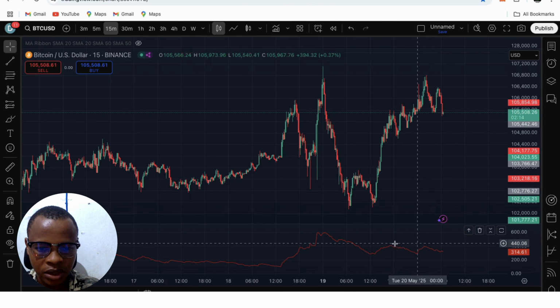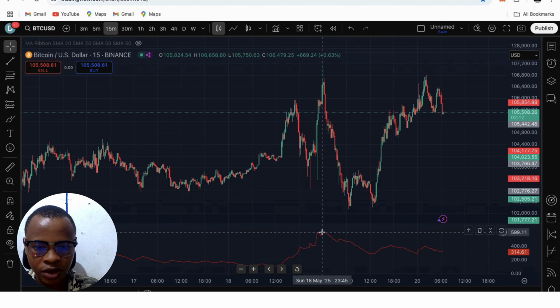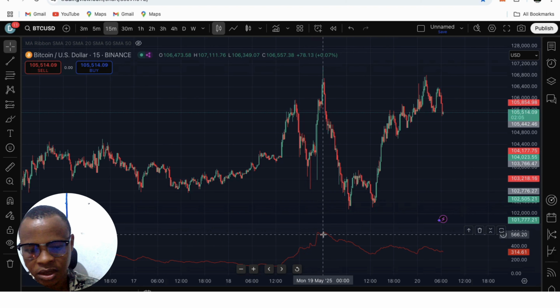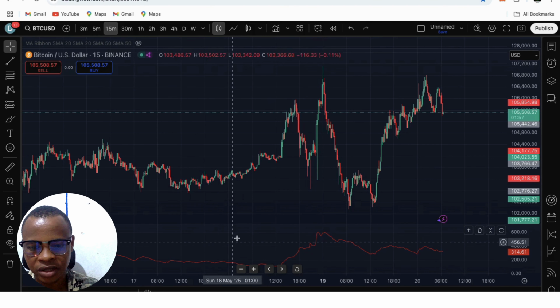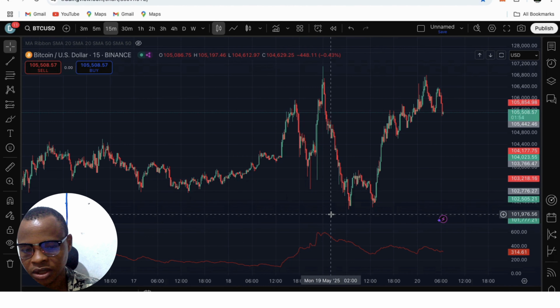Taking it backwards to this part, as of Sunday, the 19th of May, around 12 p.m., sorry, the ATR is 555. So the ATR is, just like I said earlier, the volatility of Bitcoin at that particular point in time.